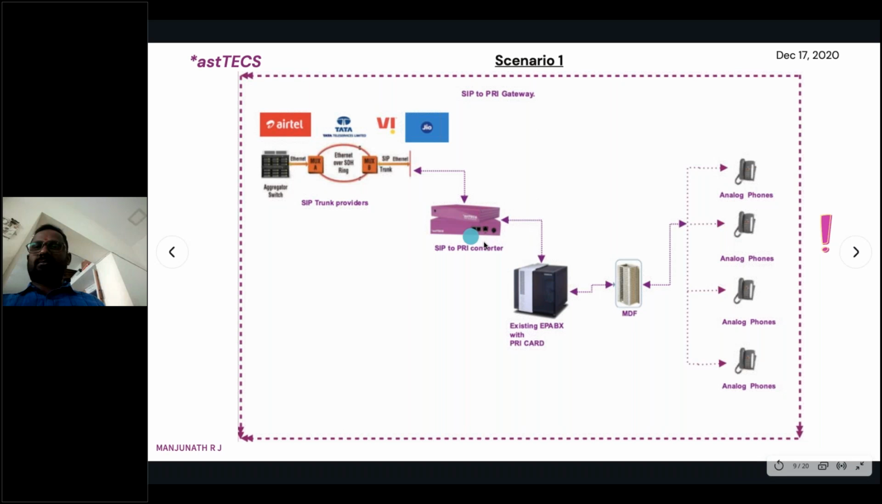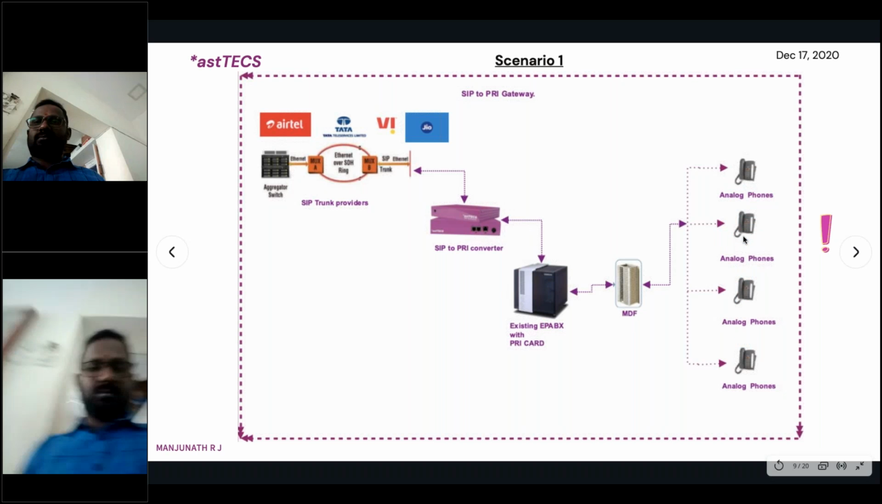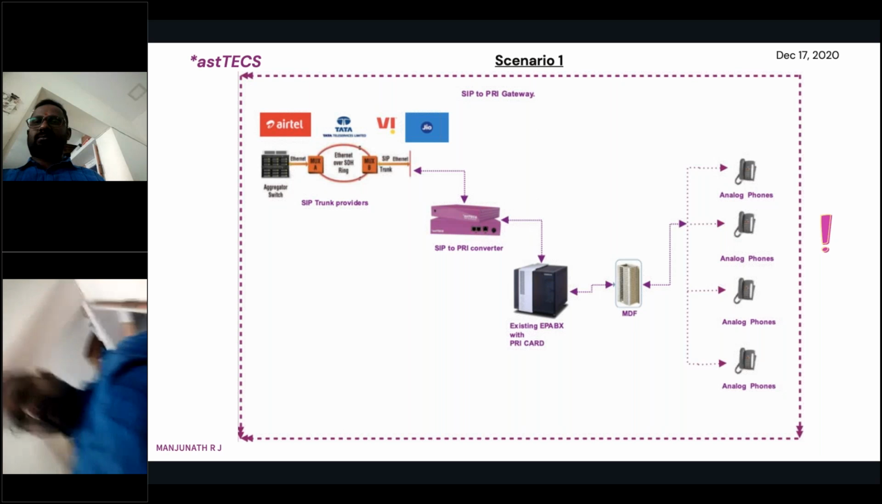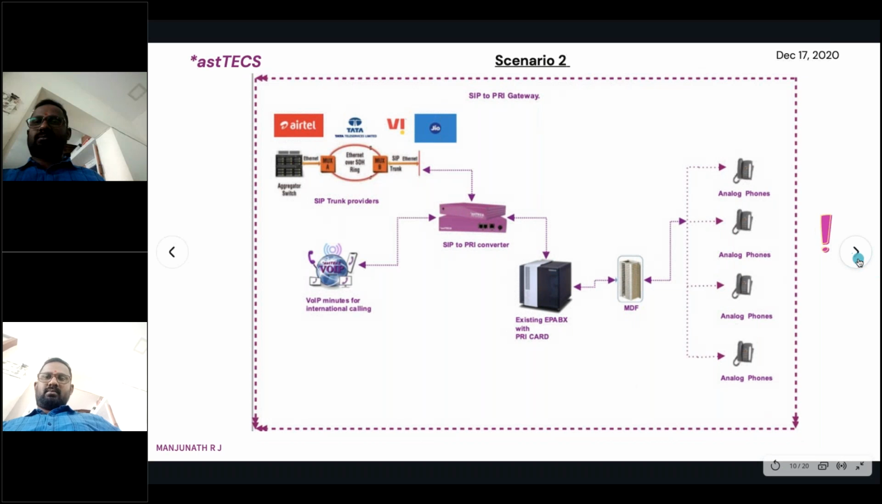Let the calls come in and go out. However your EPABX is working, you have all the benefits you are getting from the SIP accounts. On the right hand side, you have all the same extensions that you are using as of now, and this will continue the same. So this is how it will get connected. What I'm showing you is scenario one. I have a couple of scenarios coming in my future slides that will give you much more benefit.